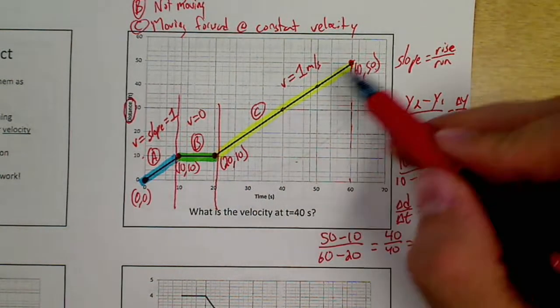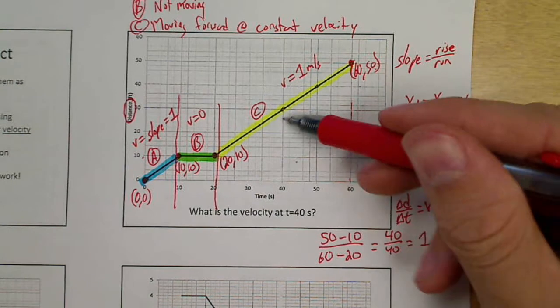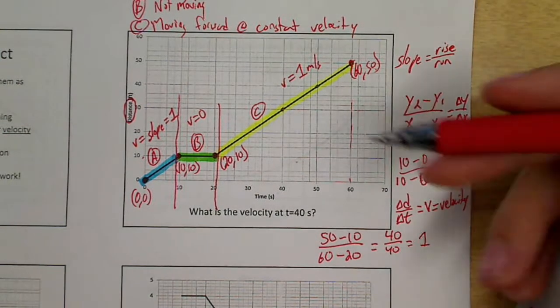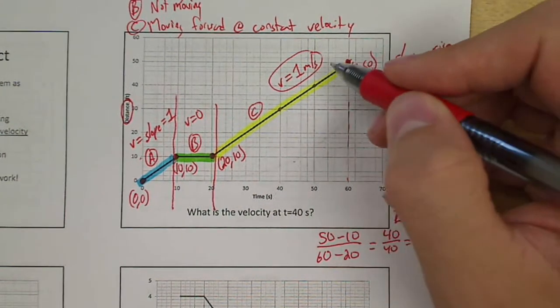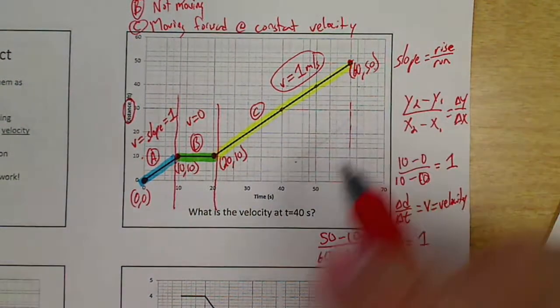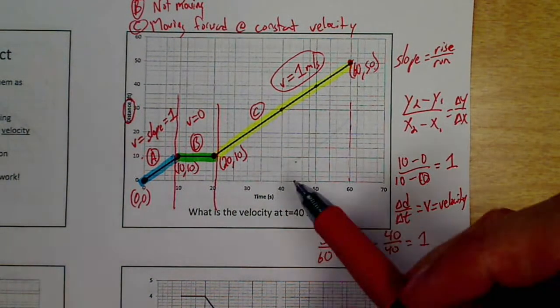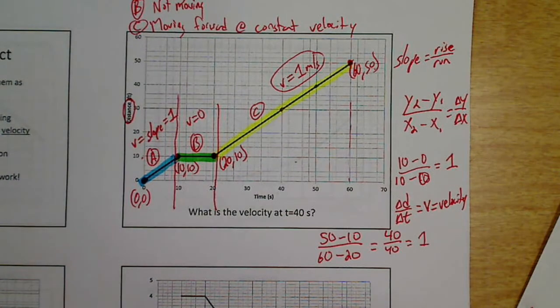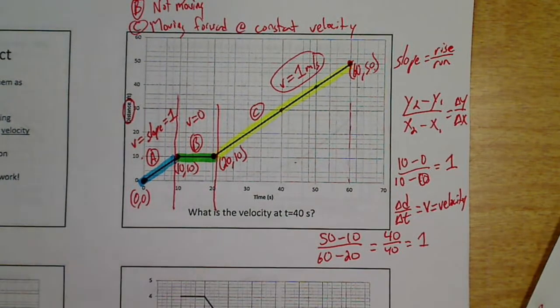Now, I could use any 2 points, the first and end, any middle. Just pick ones that are easy to get clean numbers for. The velocity here is 1. The velocity is not 30 over 40, 0.75. That is not my velocity. The velocity on the distance versus time graph is the slope.